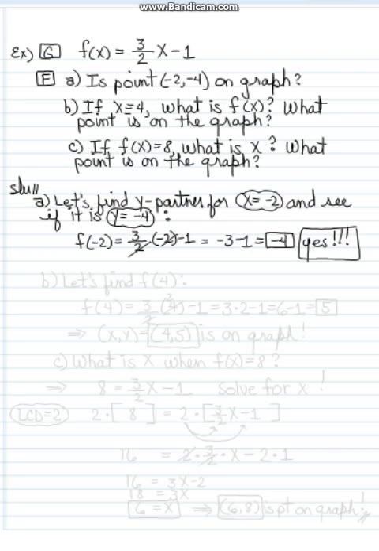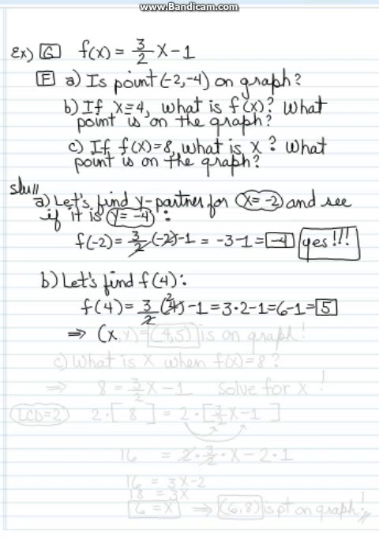Okay, now part B asks us, if x is equal to 4, what is f of x and what point is on the graph? Okay, so to find what f of x is, we just evaluate f of 4. Replace all the x's with parentheses, so we get f of 4 equals 3/2 parentheses 4 minus 1. Cancel a common factor of 2 on the top and bottom, simplify, we get 5. So we have f of 4 equals positive 5.